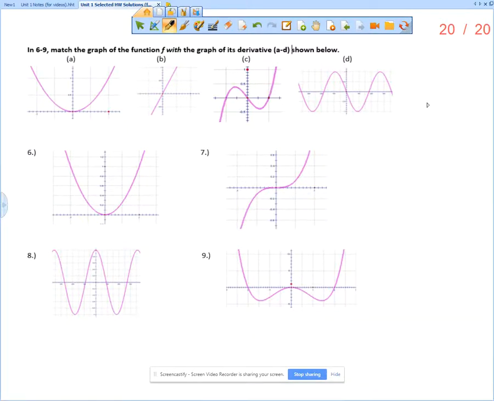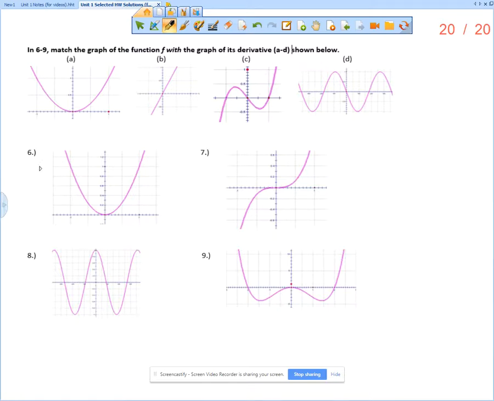This is the solution video for section 1.8, problems 6 through 9. They all kind of go together. So let's read the directions. It says match the graph of the function f with the graph of its derivative a through d shown below. So what does that mean?